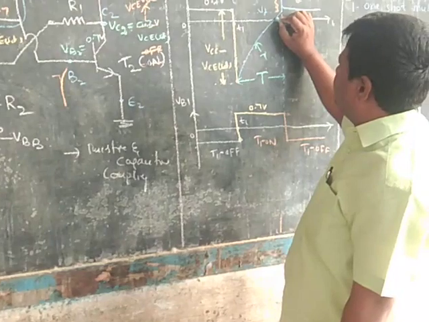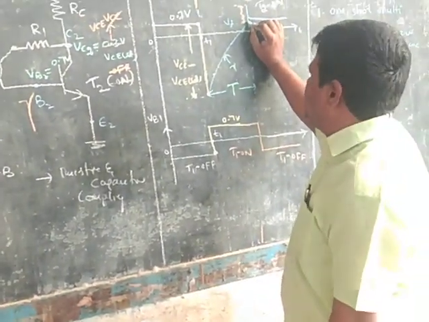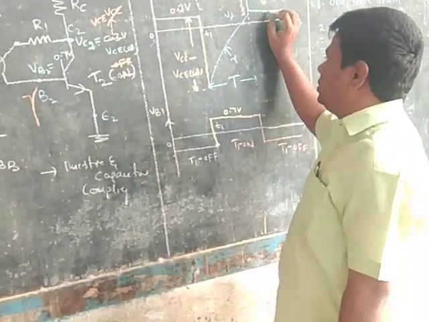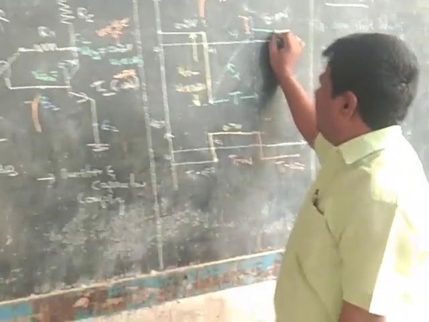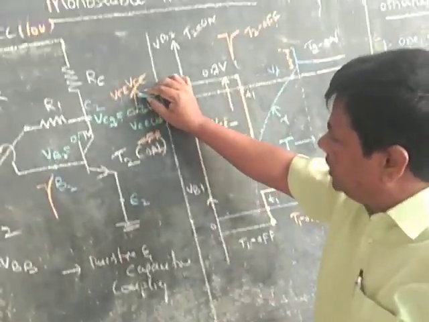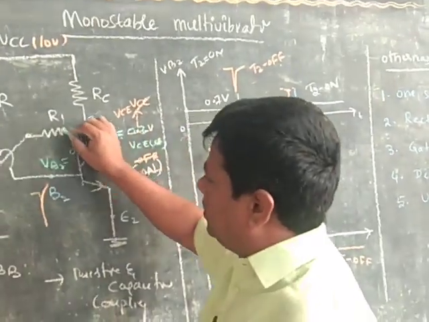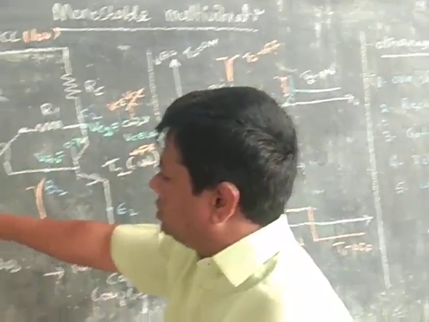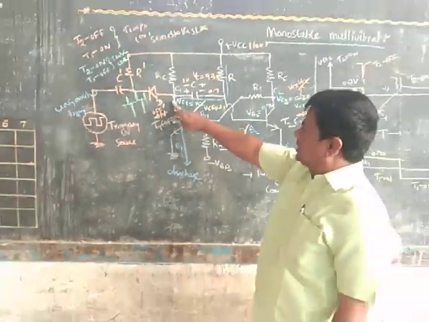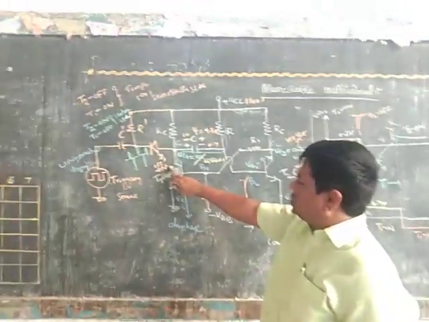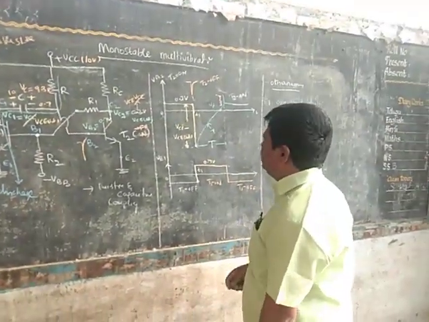Whenever the capacitor voltage reaches the cut-in voltage of the T2 transistor, immediately T2 enters into on. Whenever T2 enters into on, its collector voltage drops to VCE saturation, that is 0.3 volt. This 0.3 volt is not enough to drive T1 into on. T1 goes to off. Whenever T1 goes to off, its collector voltage rises to VCC. These are the waveforms.